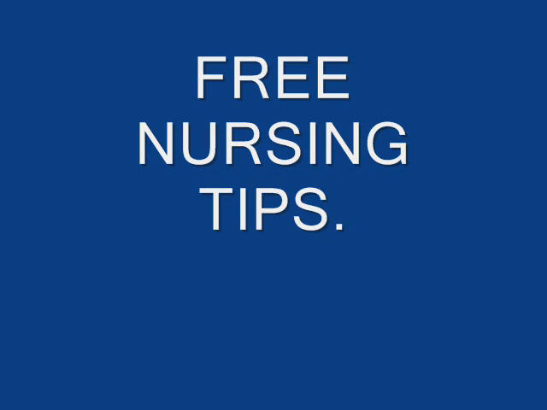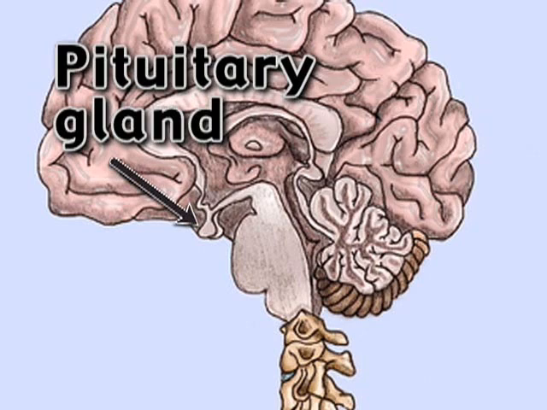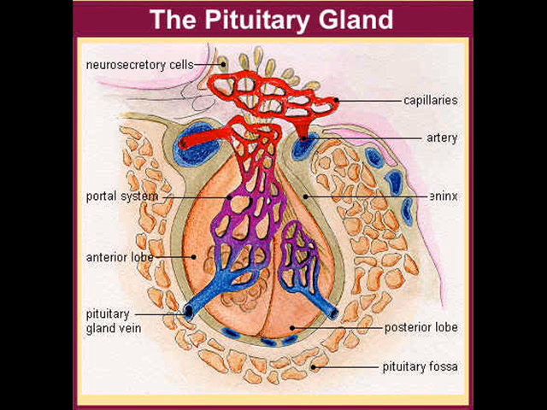1. The nurse is caring for a client scheduled for removal of the pituitary gland. The nurse should be particularly alert for A. Nasal congestion, B. Abdominal tenderness, C. Muscle tetany, D. Oliguria. Answer is A.